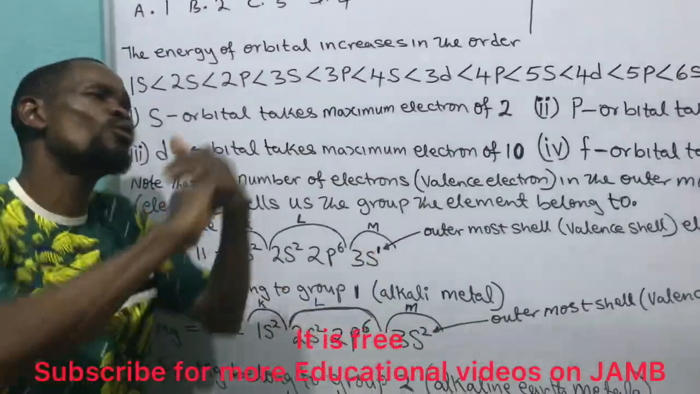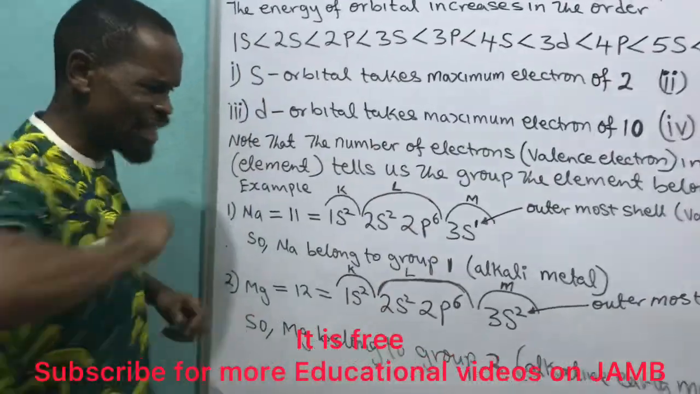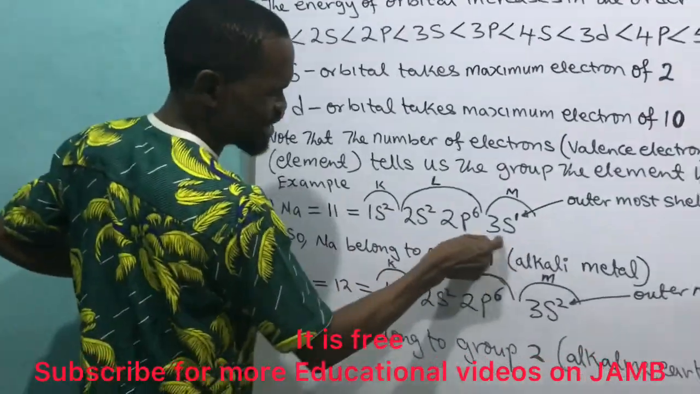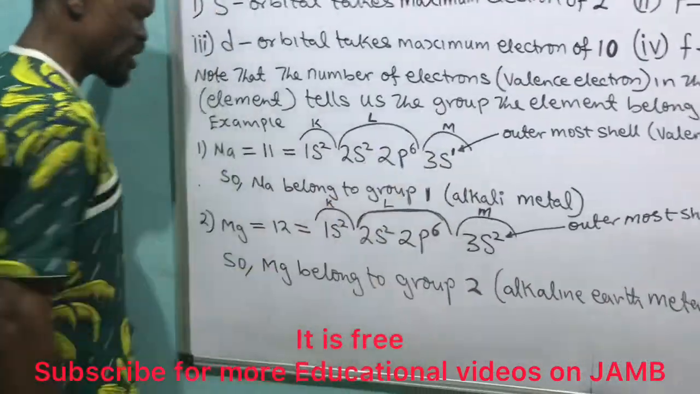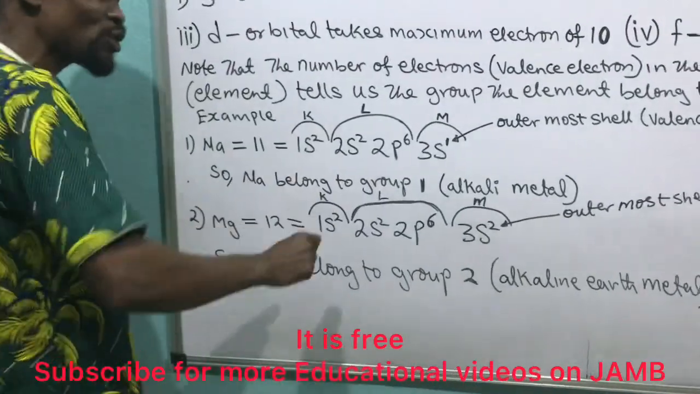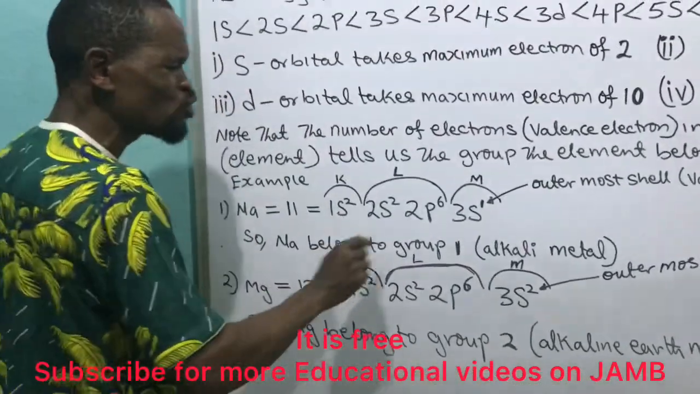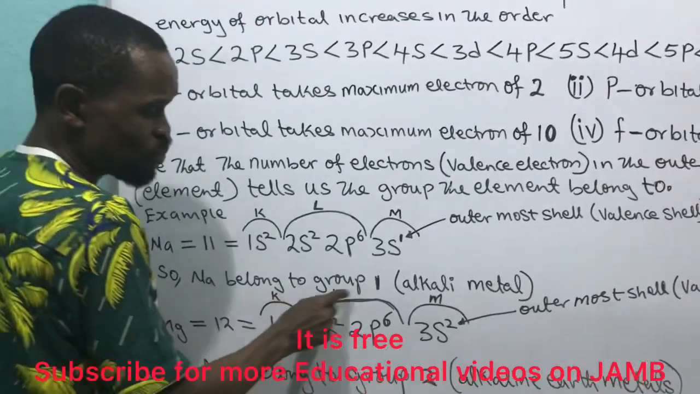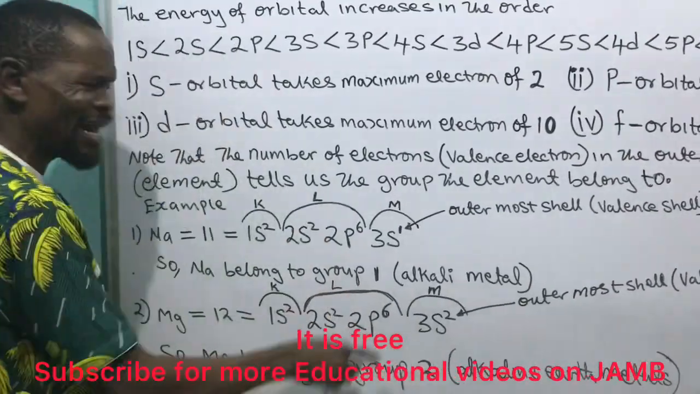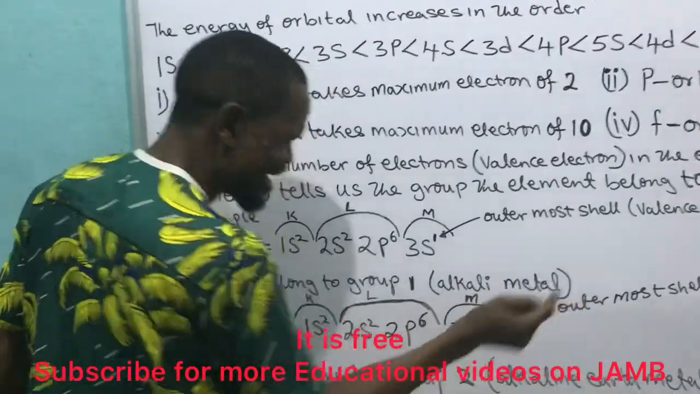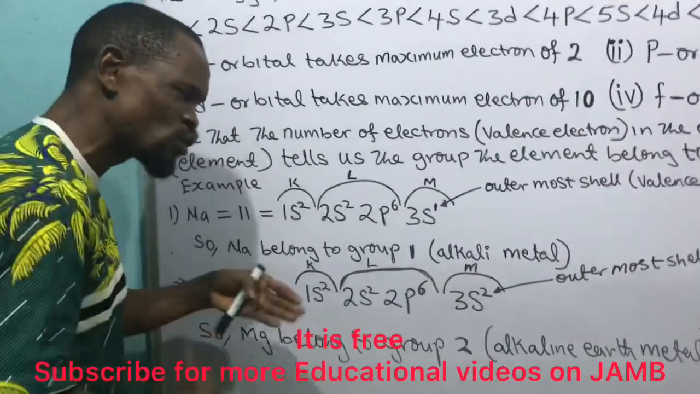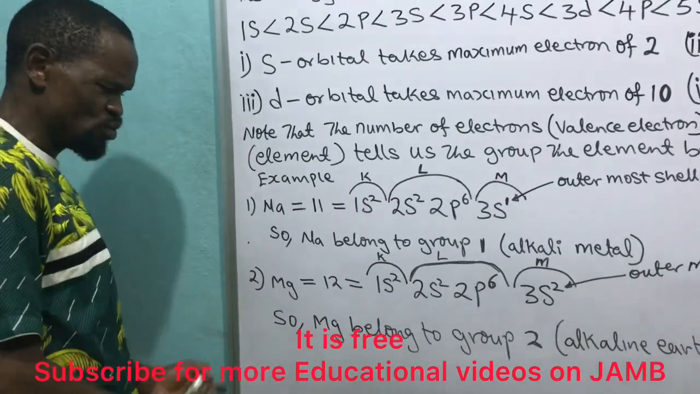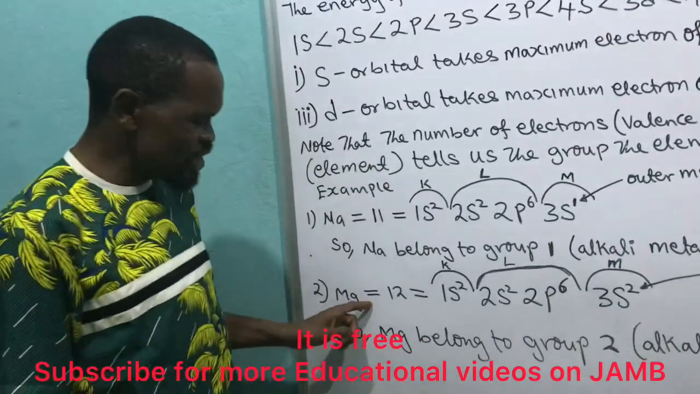That's its own outermost shell electron. Look at the outermost shell of this word. The electron contained is 1. And so this tells us that sodium belongs to group 1. That's what we are saying. So sodium belongs to group 1. And this group 1 is called what? Alkali metal. Group 1 elements are called what? Alkali metal.